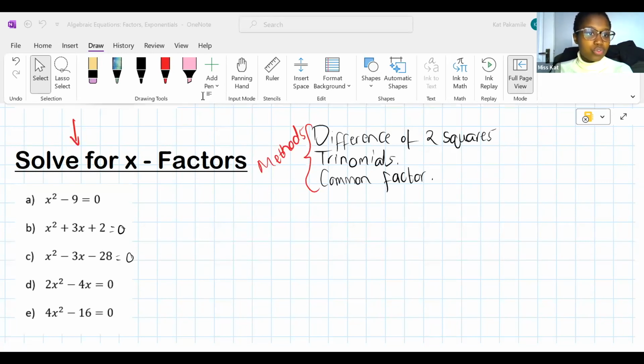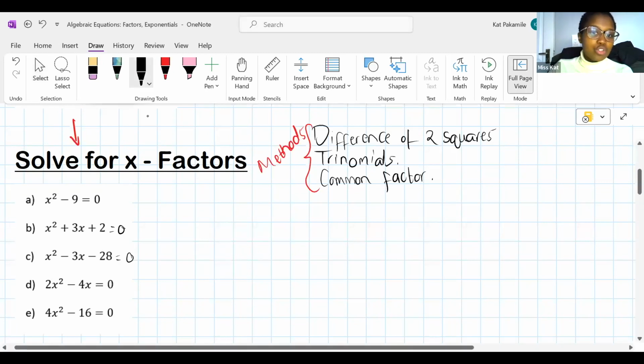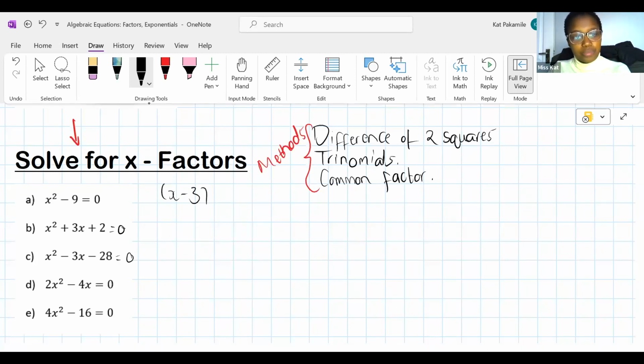This is wonderful. So it's difference of two squares. Thank you, Amahle. And Vusi has helped us establish that our two brackets will be x minus 3 and x plus 3 is equal to 0. Wonderful. We have our factors.